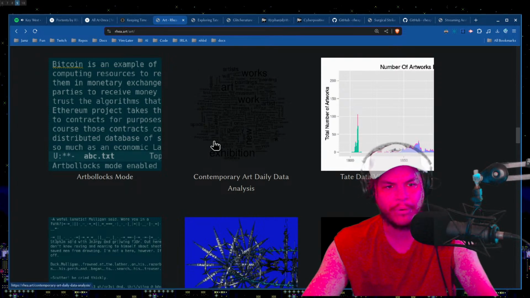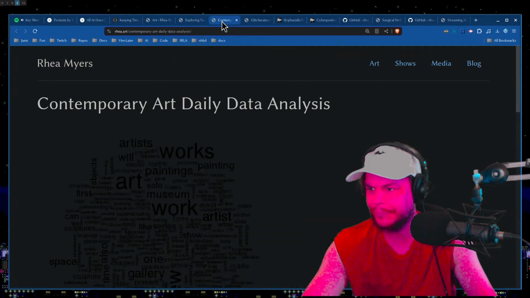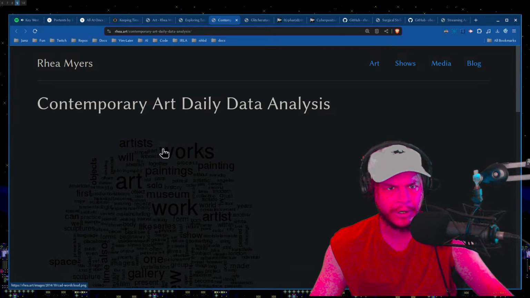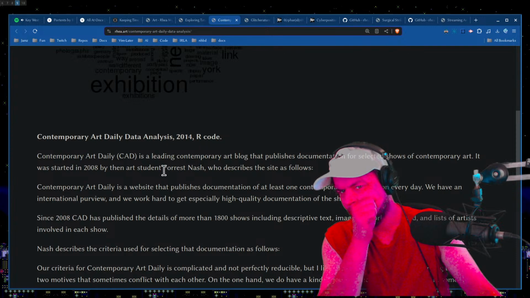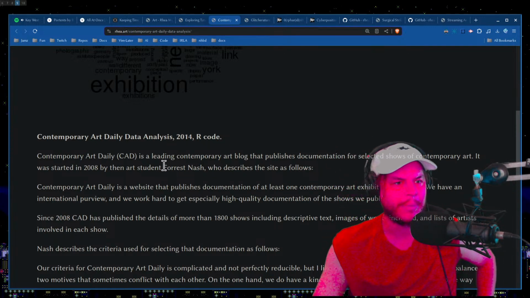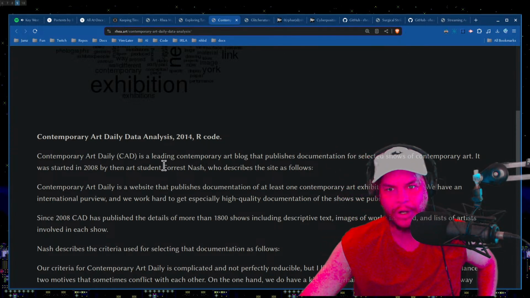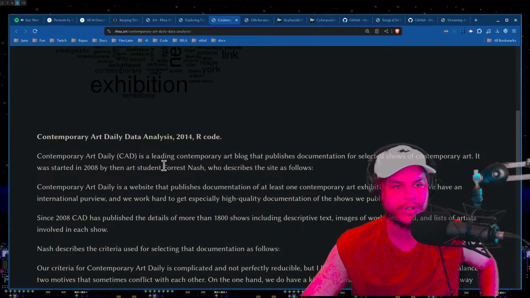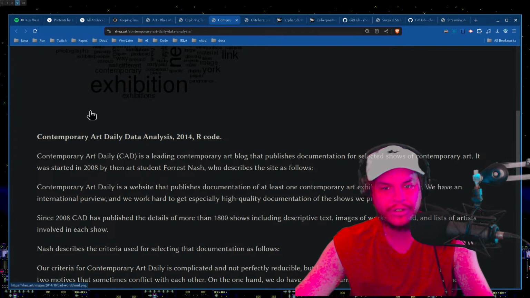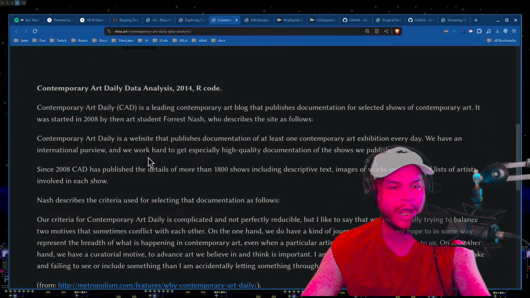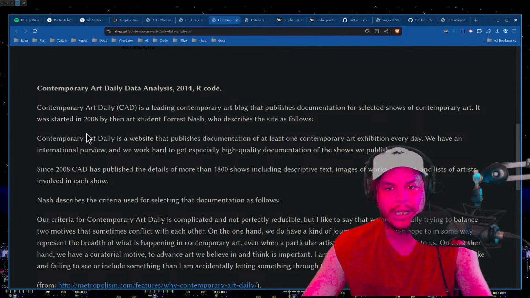Okay, so then we have Contemporary Art Daily data analysis. CAD is the leading contemporary art blog that publishes documentation for selected shows of contemporary art. It was started in 2008 by an art student, Forrest Nash, and describes the site as follows. It's a website that publishes documentation on at least one contemporary art exhibition every day. We have an international purview, and we work hard to get especially high detailed documentation on the shows we publish. Since 2008, it has published the details of more than 1,800 shows, including text, images, list of artists, etc.